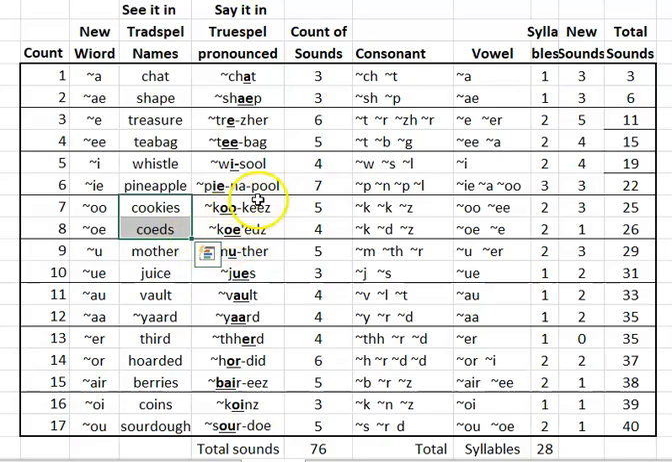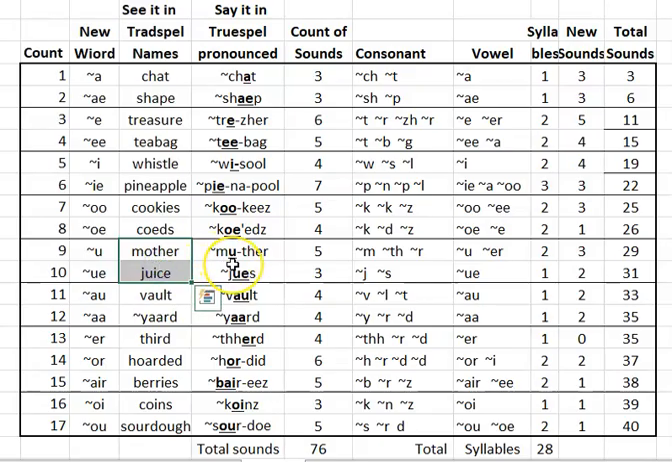Cookie, do you have another case of the short double O? The short double O for cookies, and the long O as in co-eds. Note the apostrophe. That separates the two vowel sounds in a row. It gets kind of tacky to see all those vowel letters in a row, so I separate them with an apostrophe when I have two vowel sounds in a row. Cookies. Co-eds.